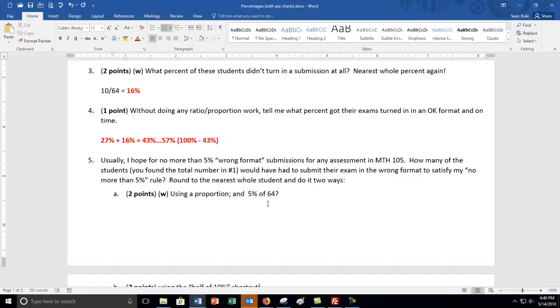And this is one of those things where you need to just think about what your favorite way of doing this is, but a lot of people realize 5% is just 1/20th. So it's 1/20th of 64, which would be the same thing as dividing 64 by 20. And that's going to be just a bit over 3. I'm going to call that approximately 3 students. Just about 3 students. All right.